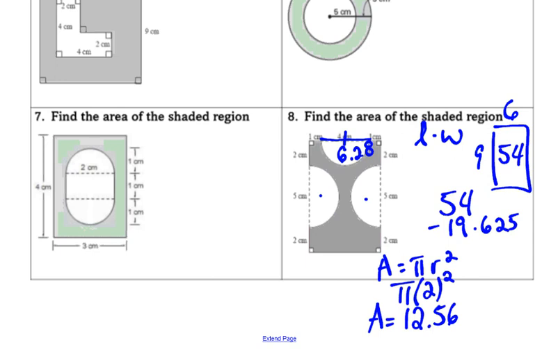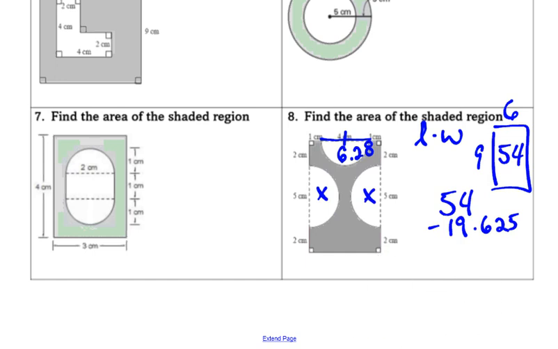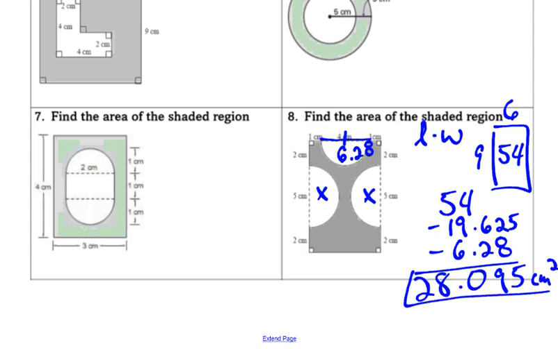So I have 54 as the whole area, minus this circle, minus the last half circle there, minus the 6.28. The final answer of 28.095 centimeters squared. No matter how complicated they look, it's really just about breaking it down into the big shape and then taking away these smaller parts.